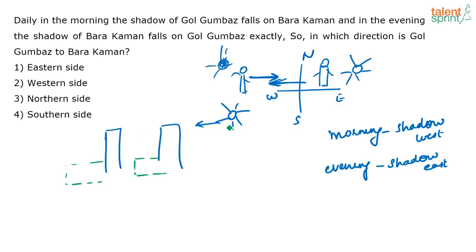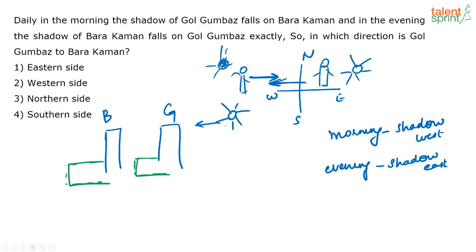Basically, this is the building. Both the buildings are facing the sun, which means this one's shadow will fall like this behind it, and this one's shadow will fall like this behind it. Yes? Now, what are they saying? During the morning, the shadow of Gol Gamas falls on Bara Kaman. Which one has to be Gol Gamas? This one has to be Gol Gamas, and this one has to be Bara Kaman.